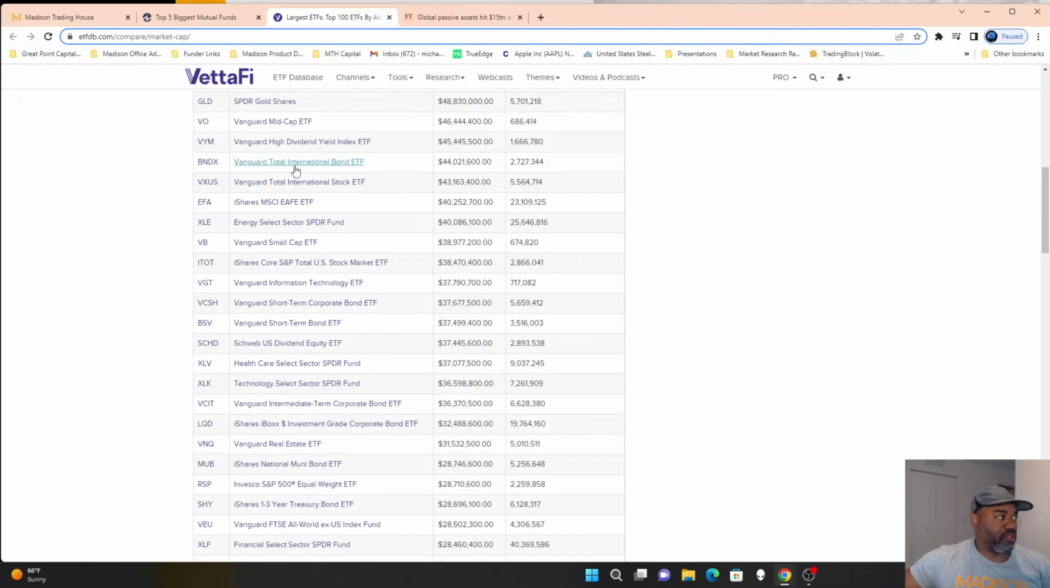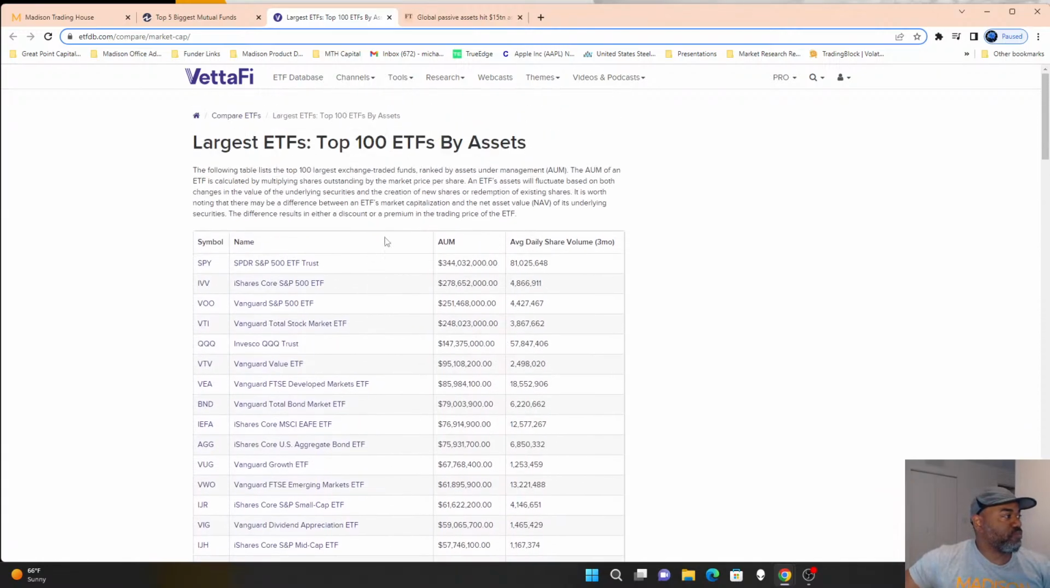And let's look at the numbers here, okay? So let's compare some numbers. So here's the SPDR ETF. As I mentioned, it's $344.032 billion, which is a lot.